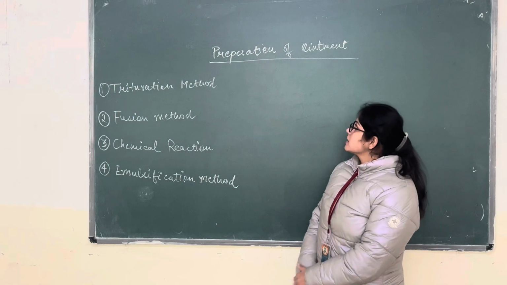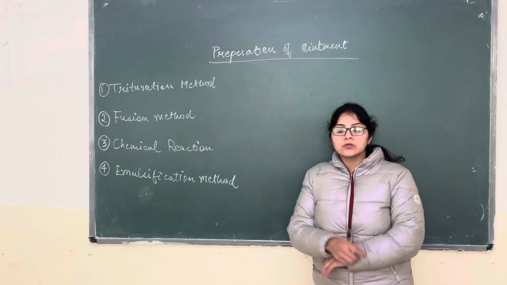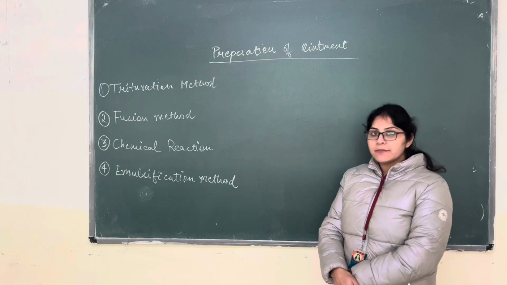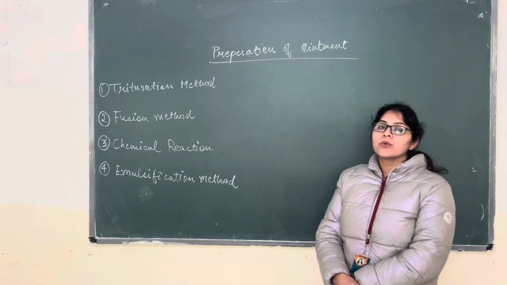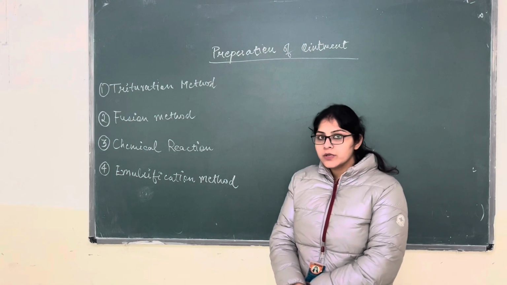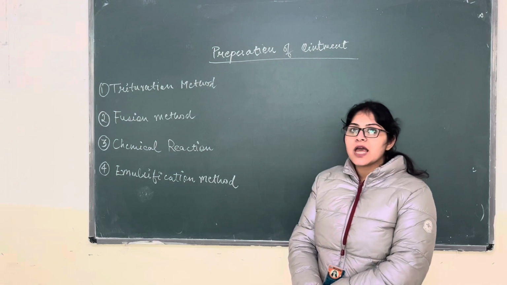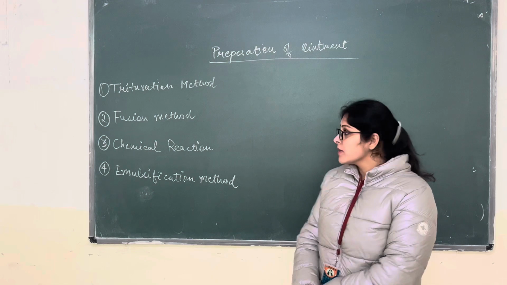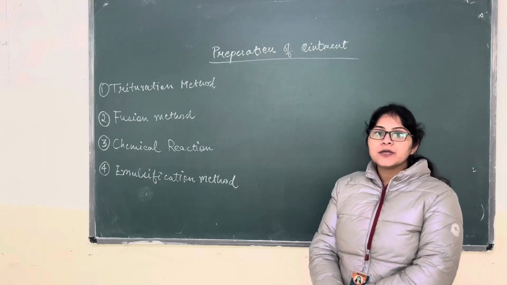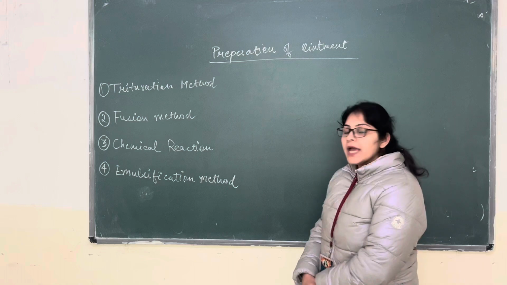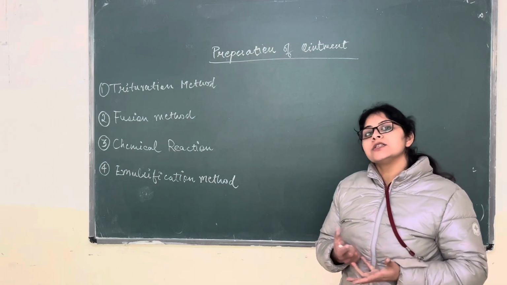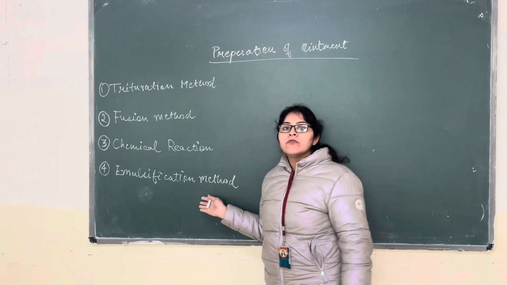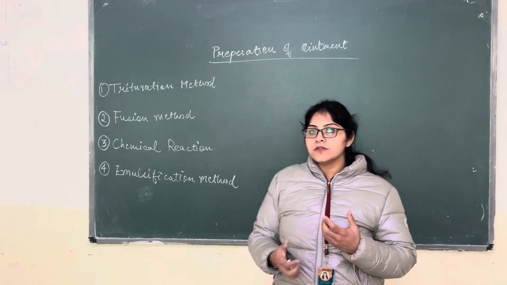So today we will discuss the preparation of ointments. We were earlier discussing ointments. Ointments are semi-solid dosage forms required for external purposes only, meaning for topical application on any wound or infection. So how do we prepare ointment on the lab scale or on the industrial scale? Different methods are there for the manufacturing or formulation of ointment.